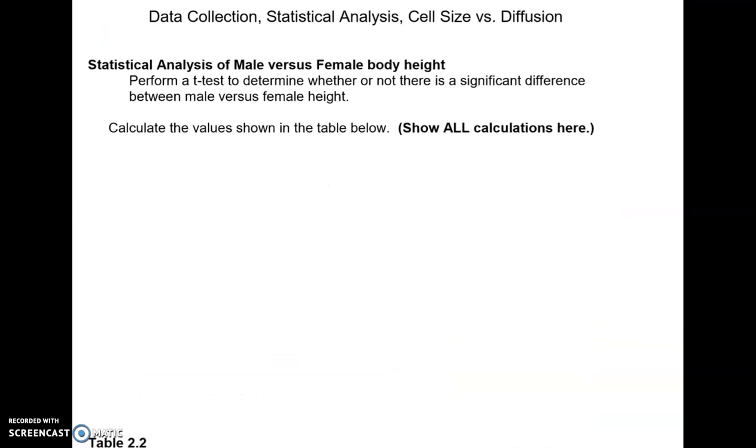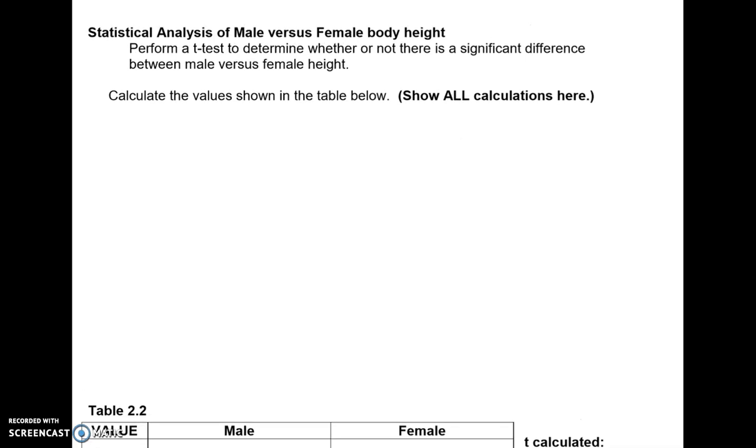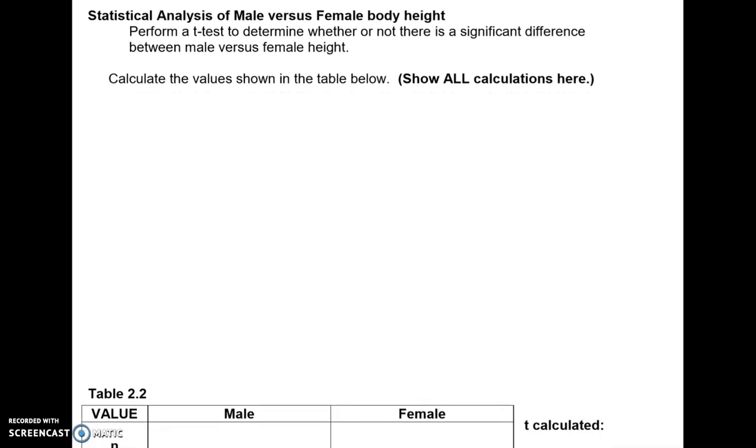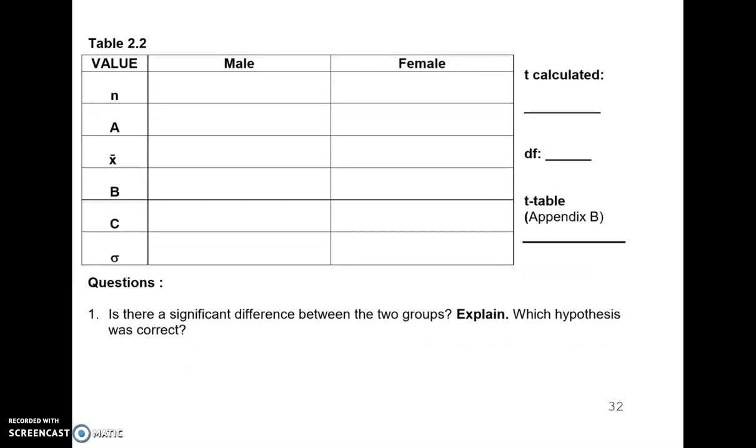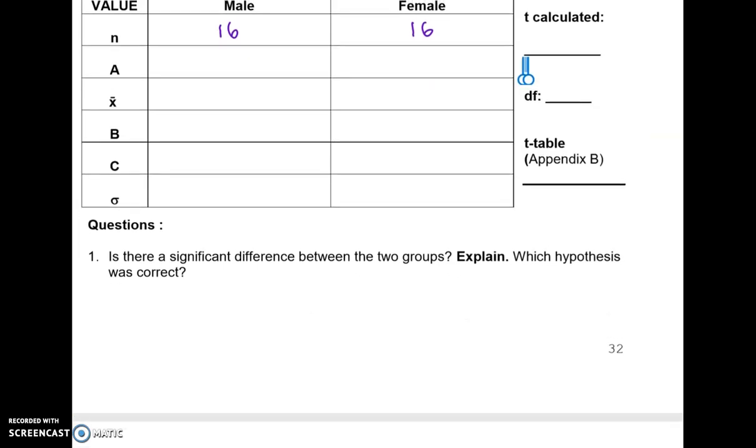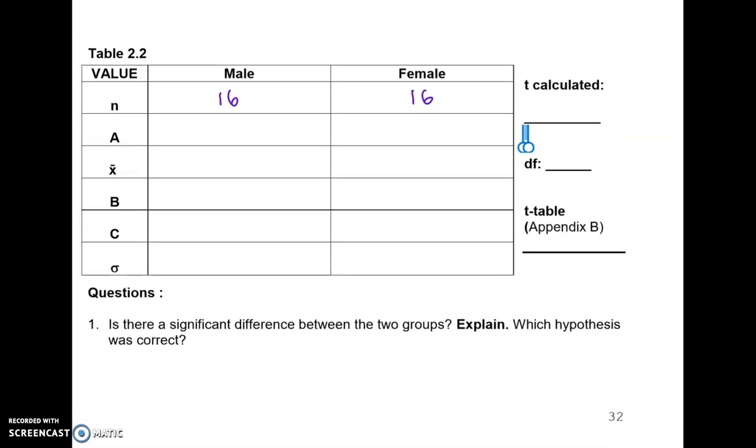And then you do your calculations right here, and in the next recording I'm going to show you the answers, but I would like you to try this yourself first. You can fill out this data table 2.2, so you already know that n for males is 16 and n for the females is also 16, so that's something we already know. And I'm going to give you some time to calculate the rest of this table, and then find the answer. What is your calculated T? That's what you want to know.